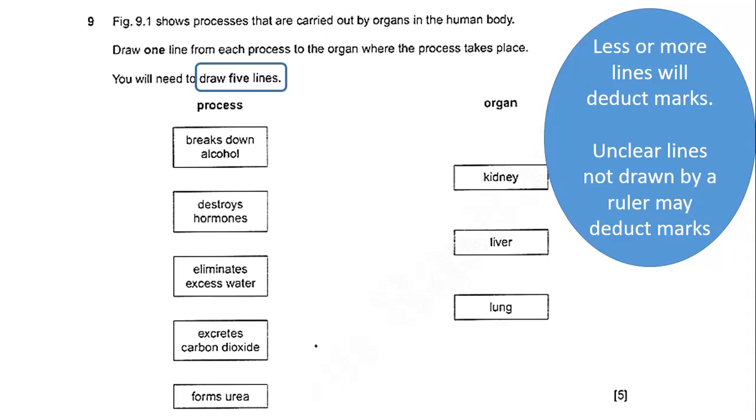Breaks down alcohol. This is gonna be the liver. Destroys hormones. Again, this is the liver. Eliminates excess water. This will be the kidney. Excretes carbon dioxide. This is the lung. Forms urea. Again, this is the liver.